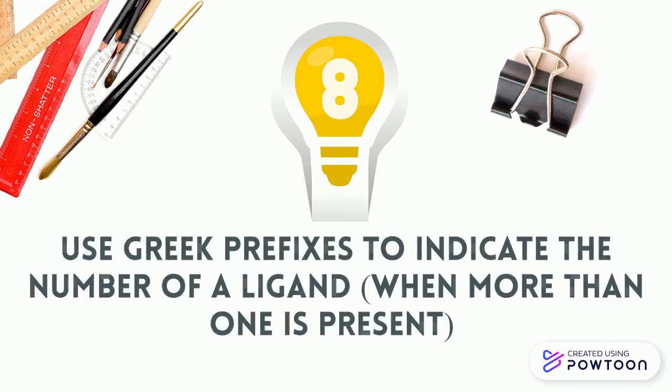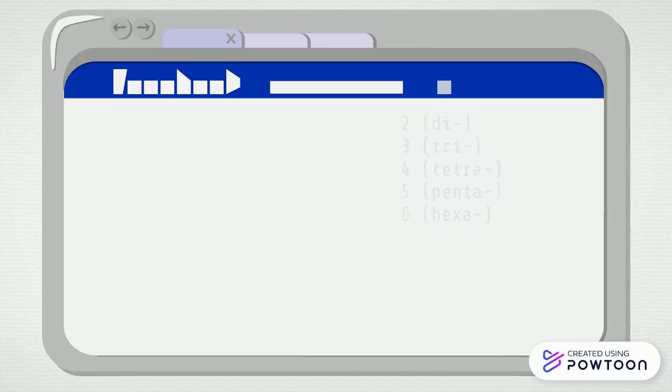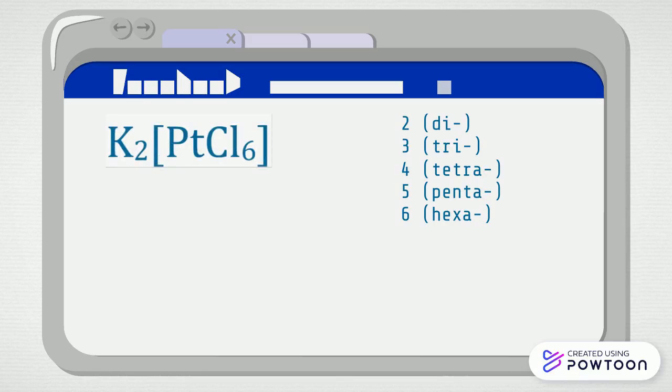Greek prefixes are used to indicate the number of each type of ligand in the complex when more than one is present. For example, 2 is called di, 3 is called tri, while 4 is tetra, 5 penta, and 6 hexa. For example, potassium hexachloroplatinate(IV).